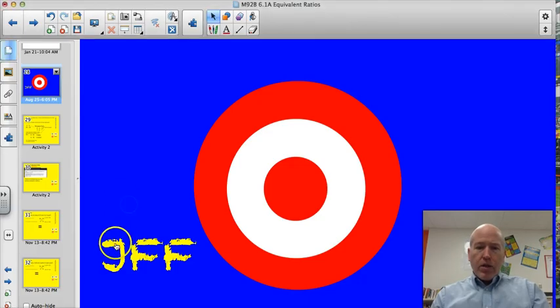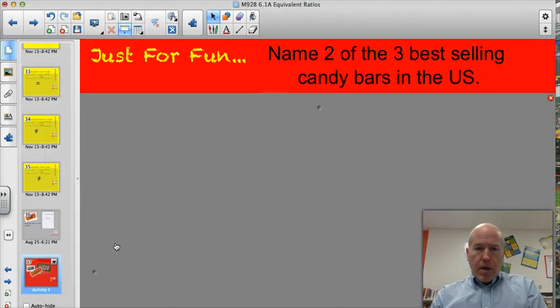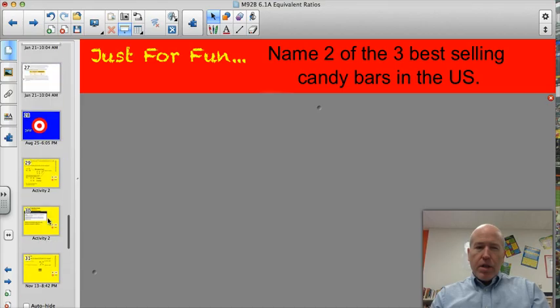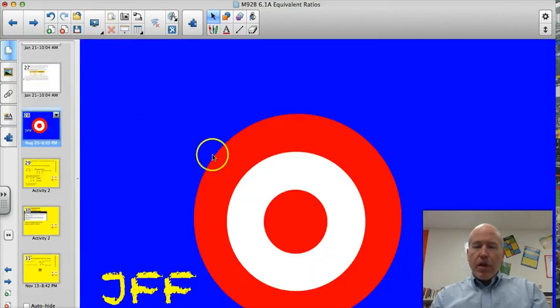But as always, let's start with our trivia question for the day. Just for fun, name two of the three best-selling candy bars in the United States. I bet you if you think hard enough, you can come up with a couple of them.